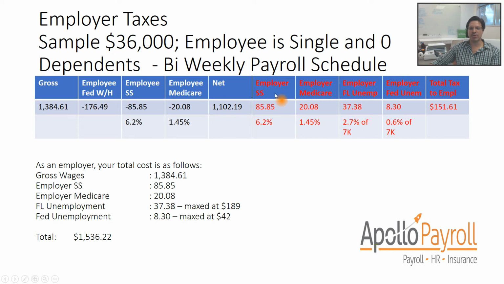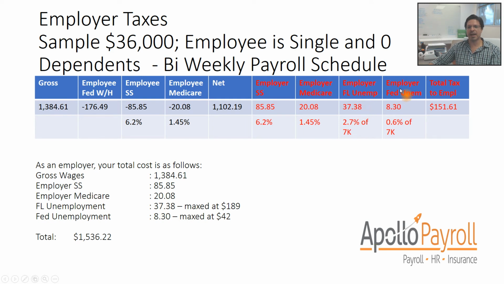Now, as an employer, you also have responsibility, and you have to match both the Social Security and the Medicare. In this example, the Social Security is $85.85, and the Medicare is $20.08. But as an employer, you also have to pay Florida unemployment, which is usually 2.7% of the first $7,000. So 2.7% times $1,384.61 is going to give us $37.38.